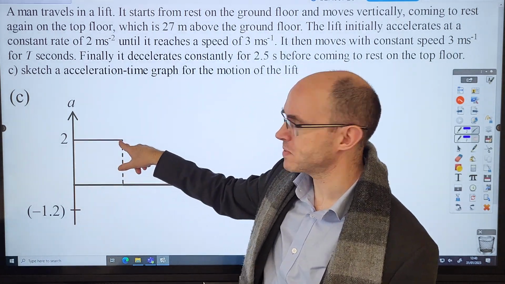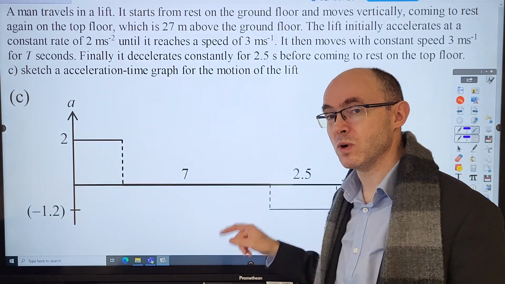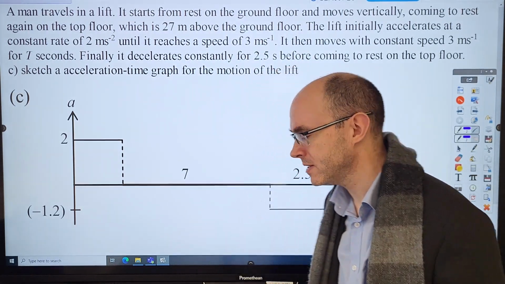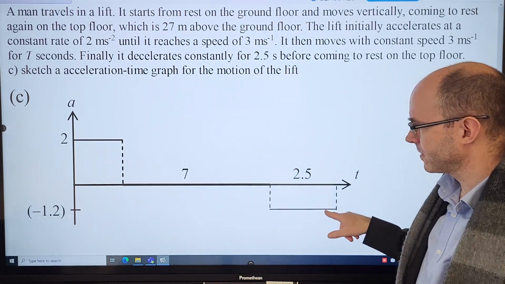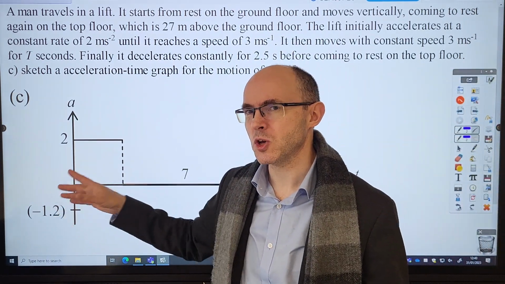So you've got 2 meters per second squared for the initial acceleration phase, and then you've got no acceleration when it's in constant speed, and then you've got a deceleration. Okay, that's what your graph looks like. You don't need to work out what this is, but I'll just show you how to do it.